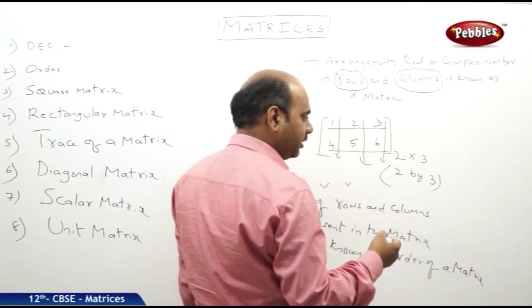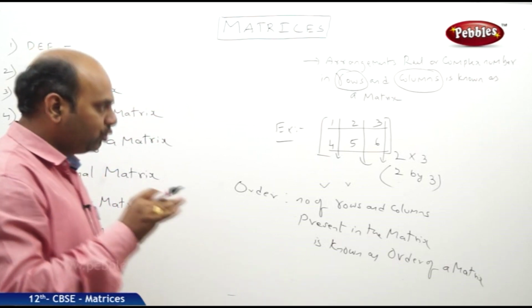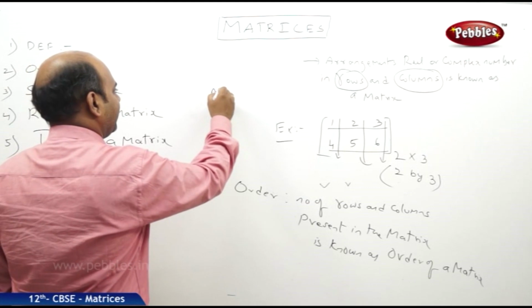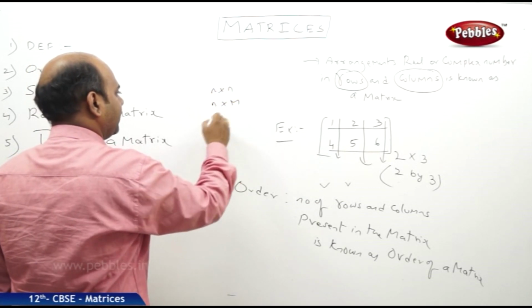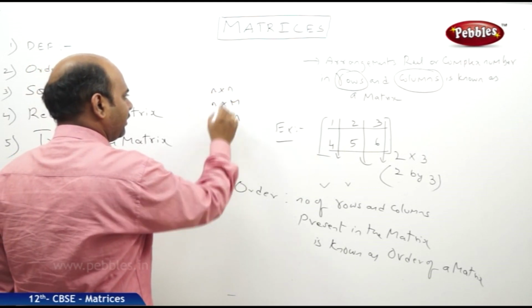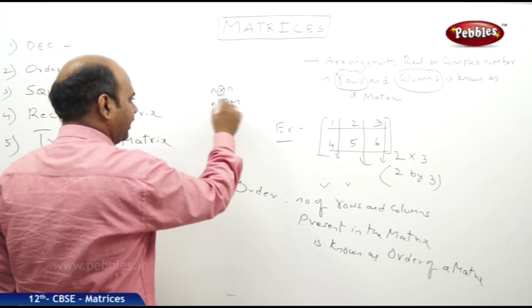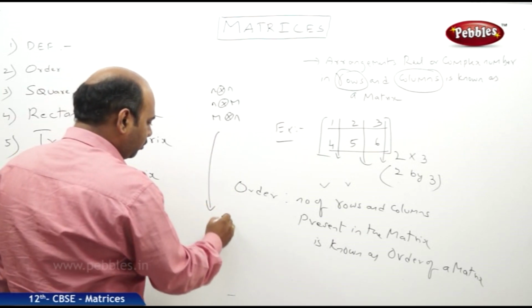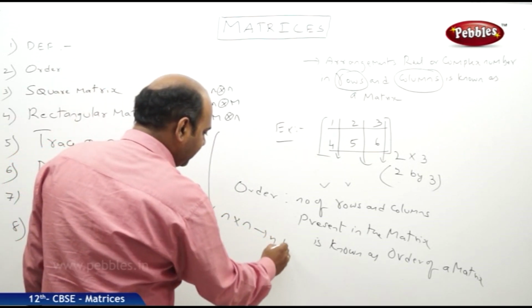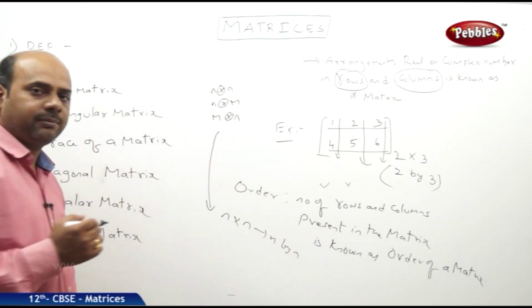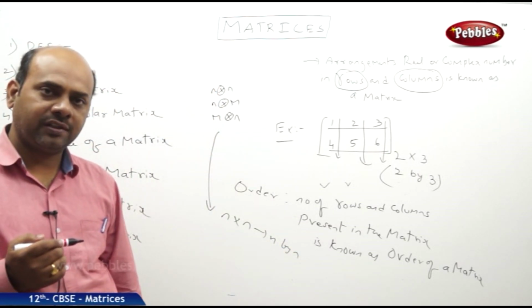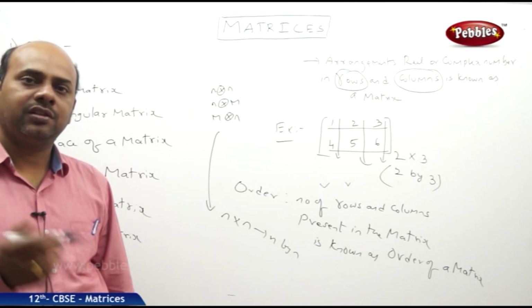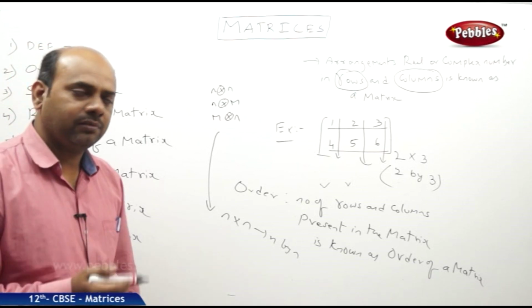Never read it as 2 into 3, beta. It is customary to read the order of a matrix as n by n, n by m or m by n. We should never read this as n into n, n into m or m into n. So finally, the order of a matrix means the number of rows and the number of columns present in the matrix.